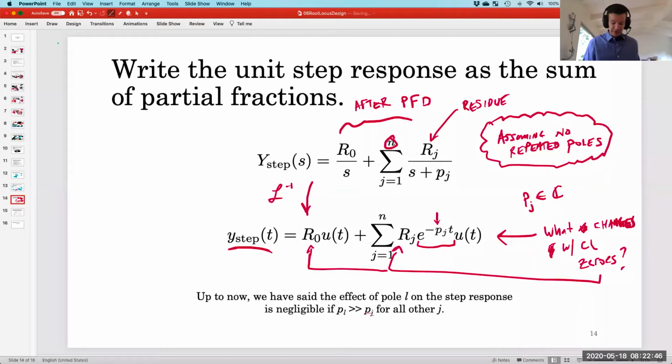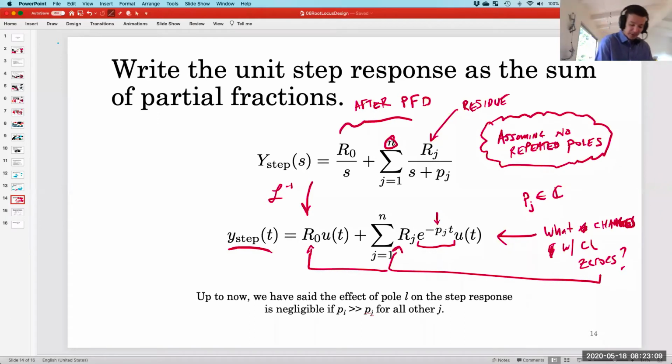And I put this little sentence at the bottom because this is really the motivating factor about why we care about closed loop zeros. And that is, up to now, the effect of the nth pole, we've said, has been small if p sub L is larger than p sub j.